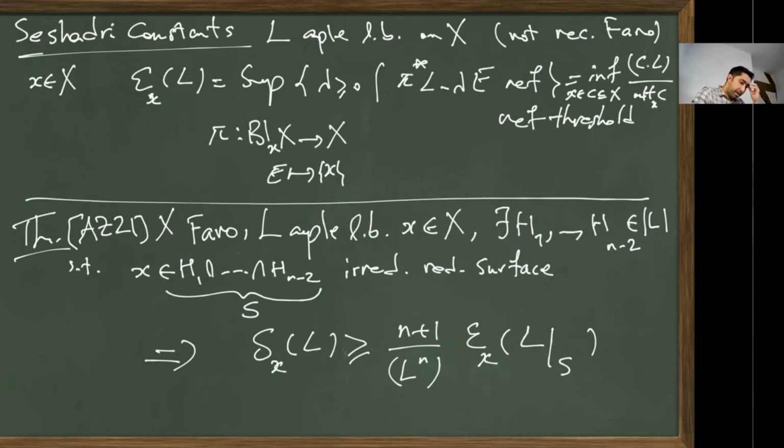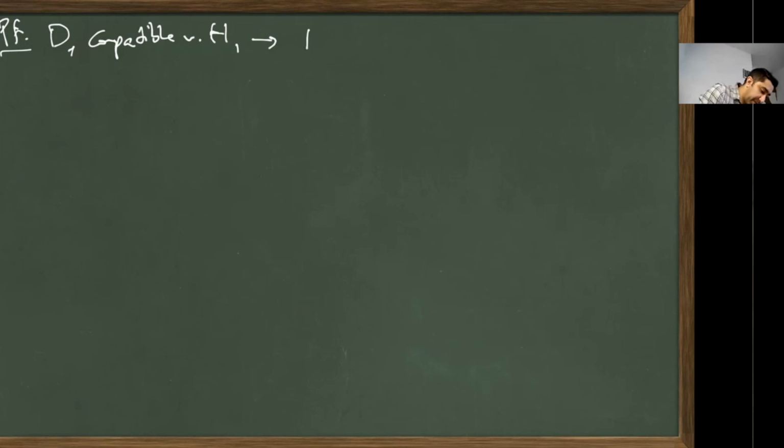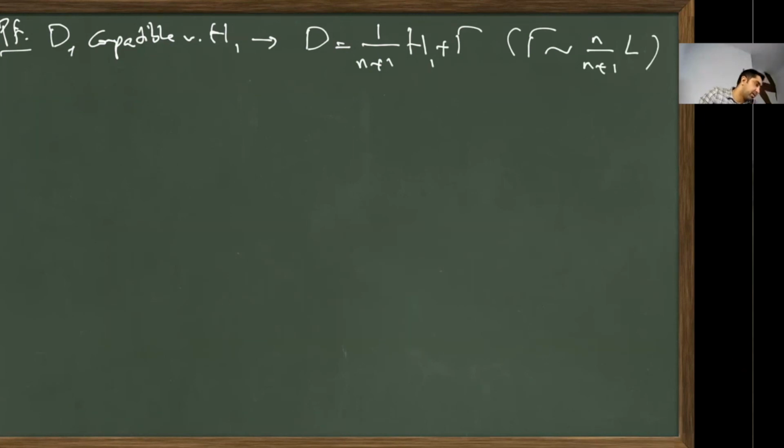Good. I would like to just quickly, just for fun, I'm not going to prove it, but it's easy to see again what you do. So you find D1 compatible with H1. I'm trying to advertise reading the proof. So you maximize the multiplicity of V along H1, so you get this sort of thing, n plus 1 H1 plus some gamma. And from this, you know that gamma is going to be n over n plus 1 L.